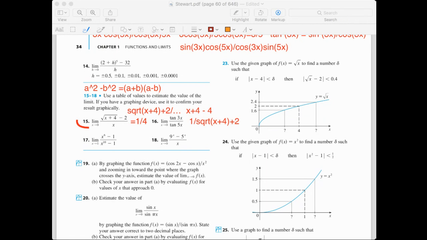Right, we simplify to be 1 over the square root of x plus 4 plus 2. When we plug in 0, the denominator won't be 0 anymore. Yeah, the numerator is 1. The denominator is the square root of x plus 4 plus 2.